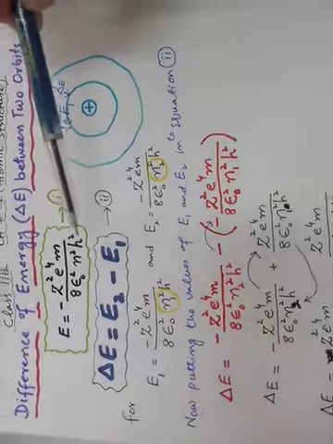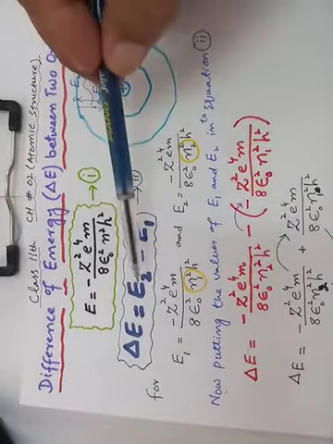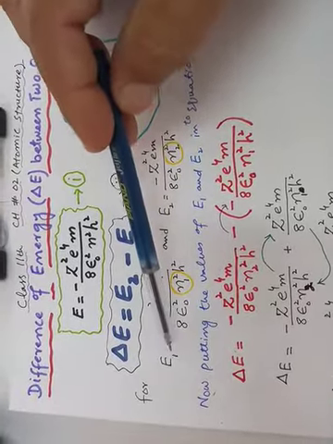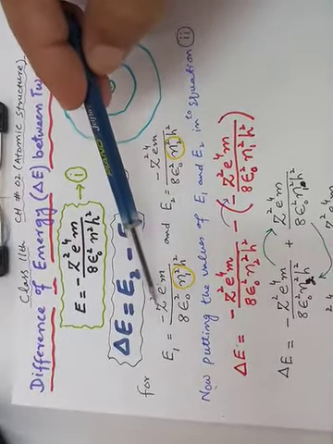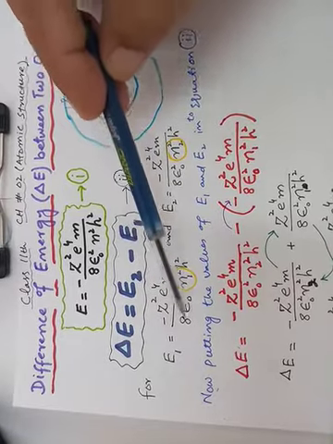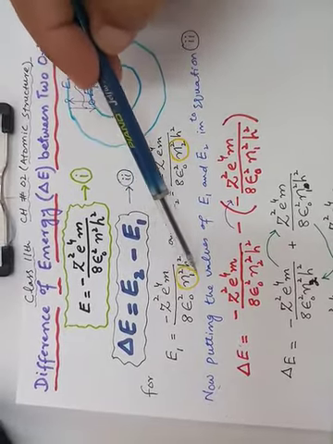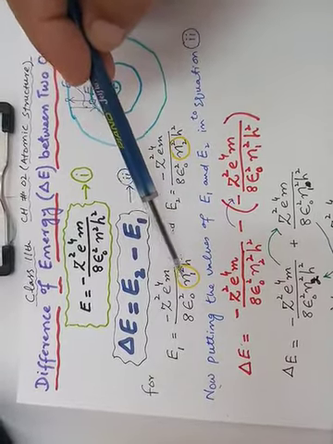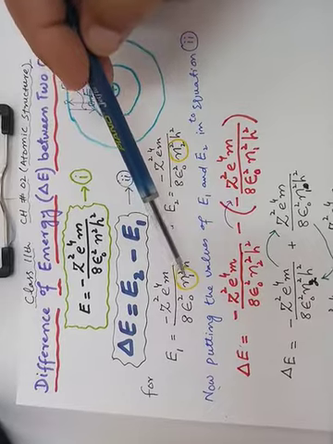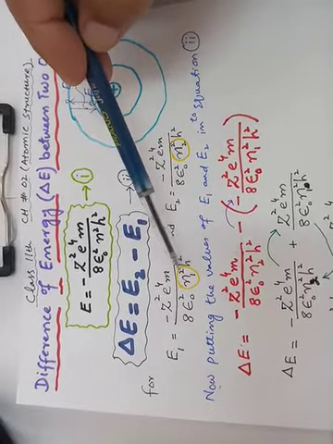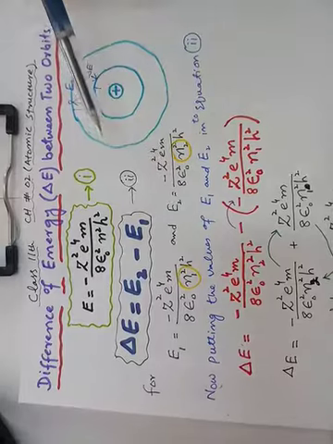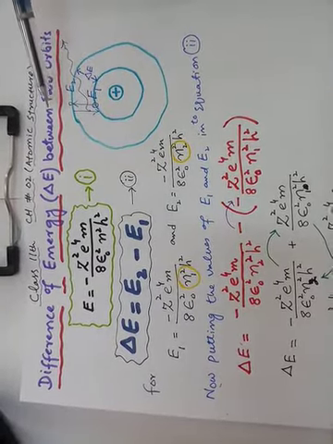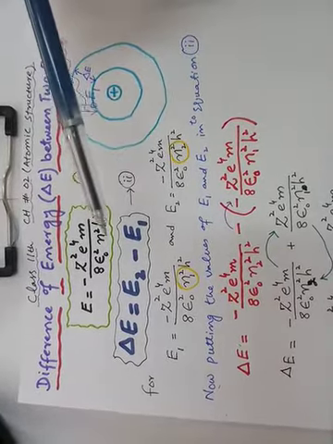If we write equation 1 in terms of E1 and in terms of E2, we get that E1 is equal to minus Z square e to the power 4 m over 8 epsilon naught square n1 square h square. All other terms are constants, so they are the same. Only for E1 I have written n1 square. n1 may be the first shell, second shell or third shell, but that is of the low energy state.